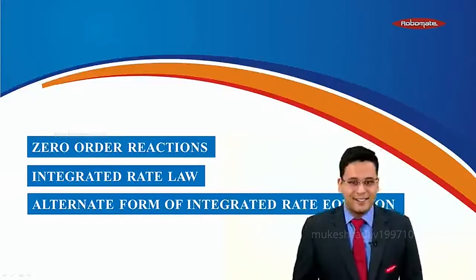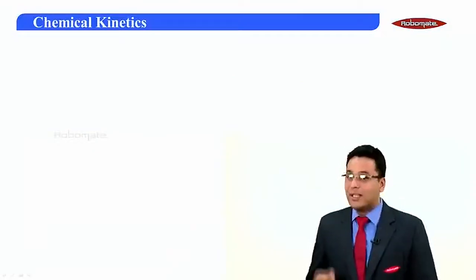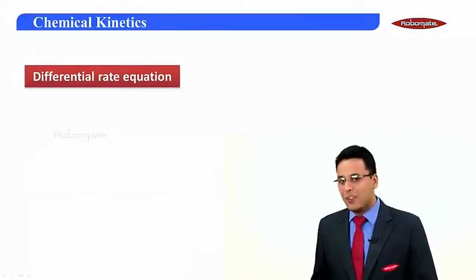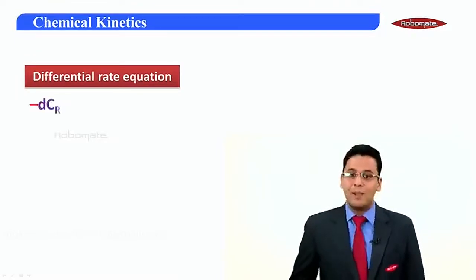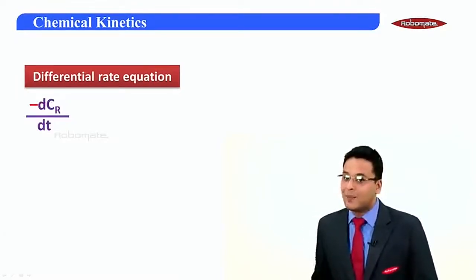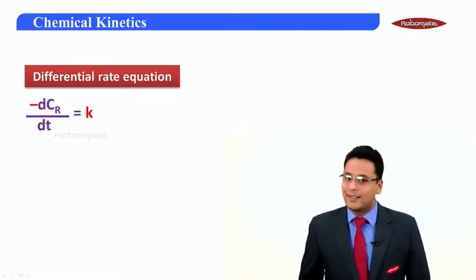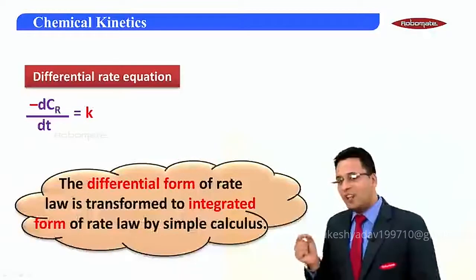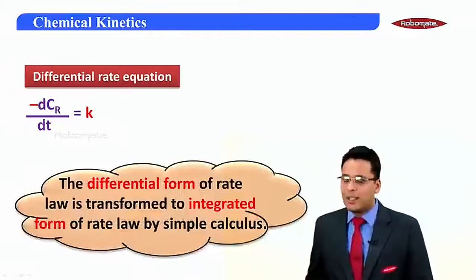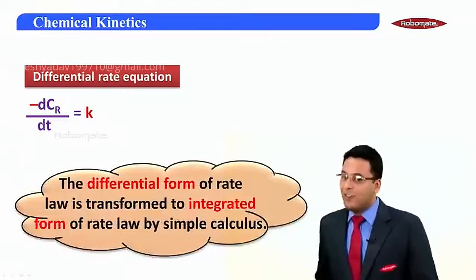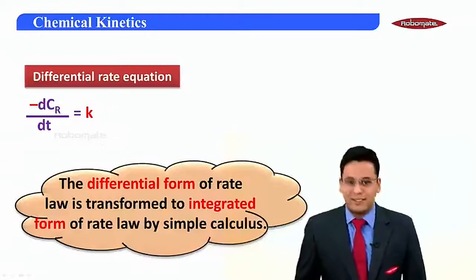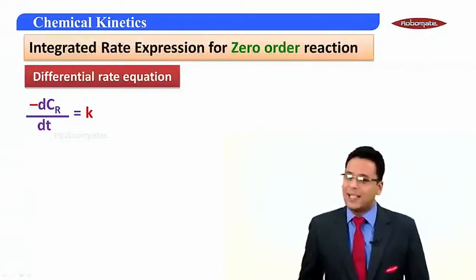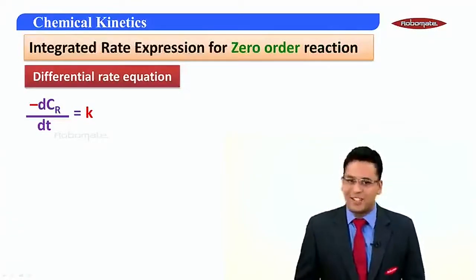So let's get started. First of all, I want you to remember the differential rate equation for zero order reactions. This is what we studied in the previous module, that is minus dCr upon dt is equal to k, because Cr is raised to 0. Now here, the differential form of this rate law can be transformed to the integrated form by simple calculus, and that integrated form is nothing but the integrated rate expression for zero order reactions.